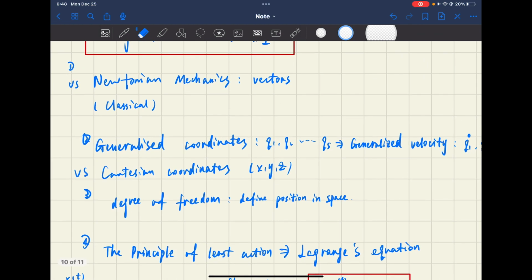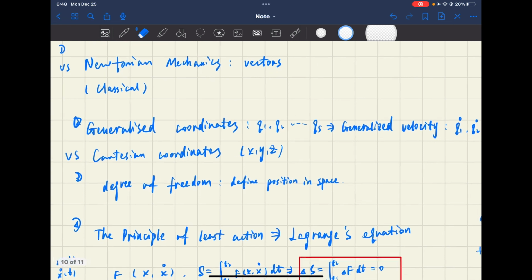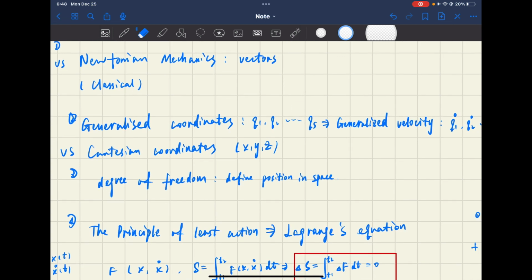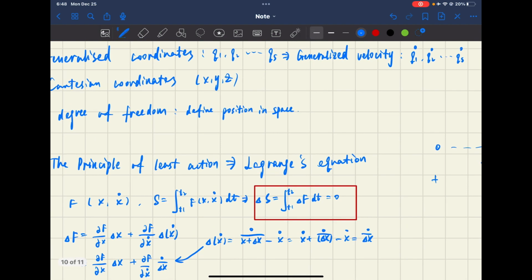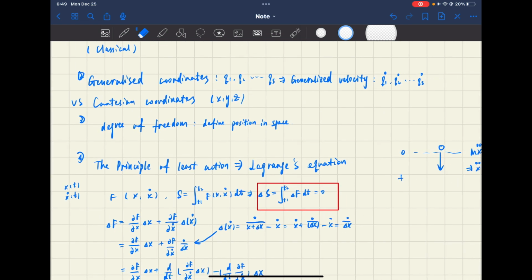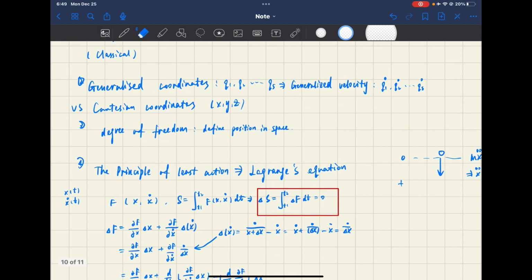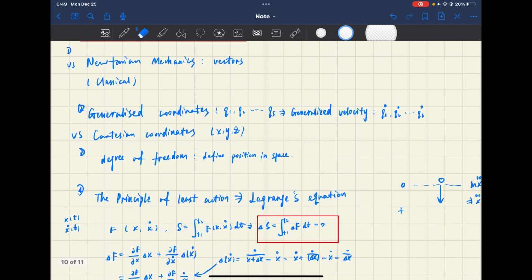So I'm going to introduce the first several concepts of analytical mechanics to you. The first concept is generalized coordinates. I'm going to compare it with Cartesian coordinates. What are Cartesian coordinates? For example, three axes x, y, and z, which are all orthogonal to each other. That is Cartesian coordinates. It's the most basic form of coordinates, and it's mostly used in Newtonian mechanics.